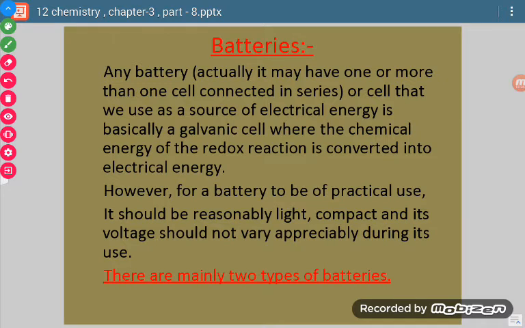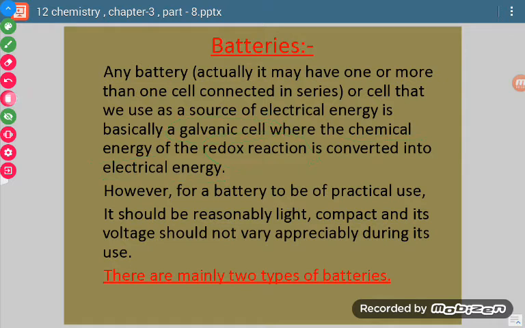Okay, so whether we are using a battery or a cell as a source of electrical energy, what is it? Basically, it is a galvanic cell. And you know what happens in a galvanic cell? Chemical energy is converted into electrical energy. And what reaction occurs in that? Redox reaction, meaning reduction as well as oxidation.